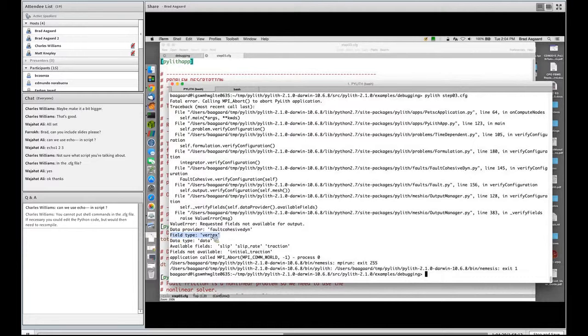Field type vertex data type data. So I'm in my vertex data fields. The available fields are slip rate, and traction. And the field that's not available is initial traction. So anyone have a suggestion on what I should do to fix this problem?